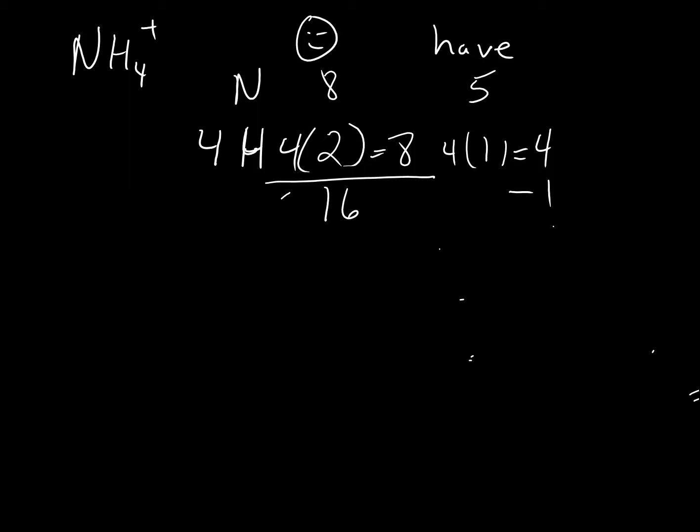Okay, that's where I got all those numbers from. We know how to do valence electrons. We know how to read the subscripts, so we know where all the numbers are coming from. Okay?